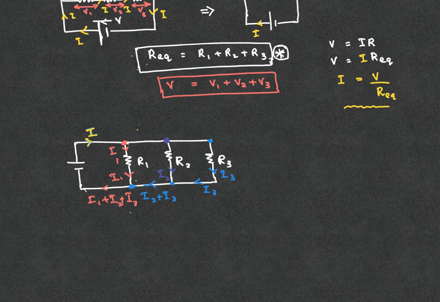So basically in parallel circuits, your main circuit current I equals the sum of I1, I2 and I3. That is one of the characteristics of a parallel circuit. Let me write it down here, parallel resistors.